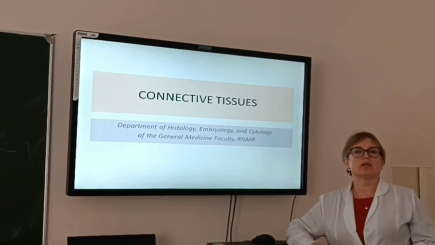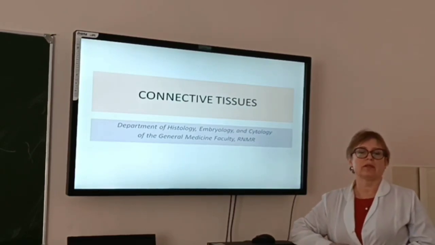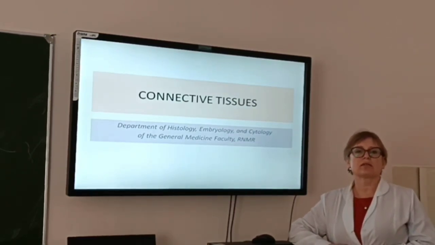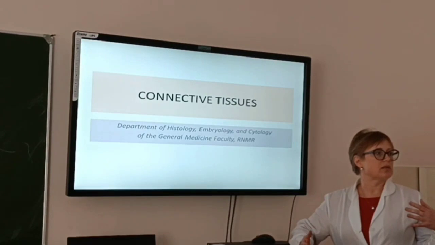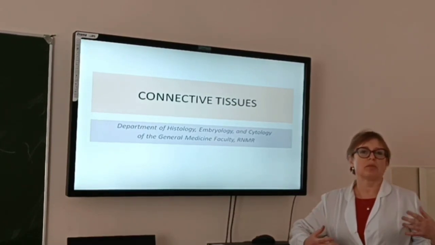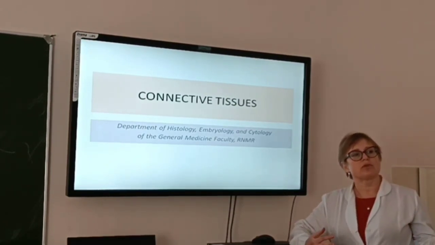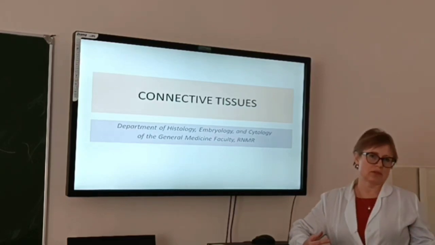In case of the tissues of internal environment, cells are situated very far from each other, they are mobile, so between cells we can see extracellular matrix, which consists of fibers and ground substances.